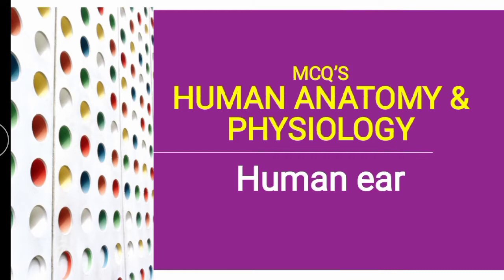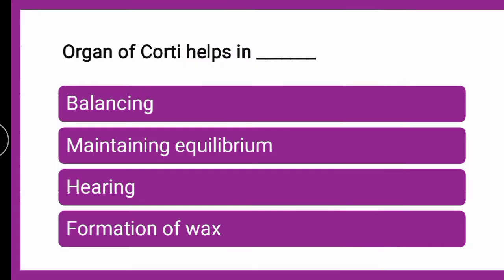Now to start with the first question from human ear, the question is organ of corti helps in dash. Whether the organ of corti helps in balancing, maintaining the equilibrium, hearing or formation of wax. The organ of corti helps in what? You can put your answer in the comment box. Till that, we will go for the explanation. And after the explanation, you can verify your answer for each and every question till the end of the video.